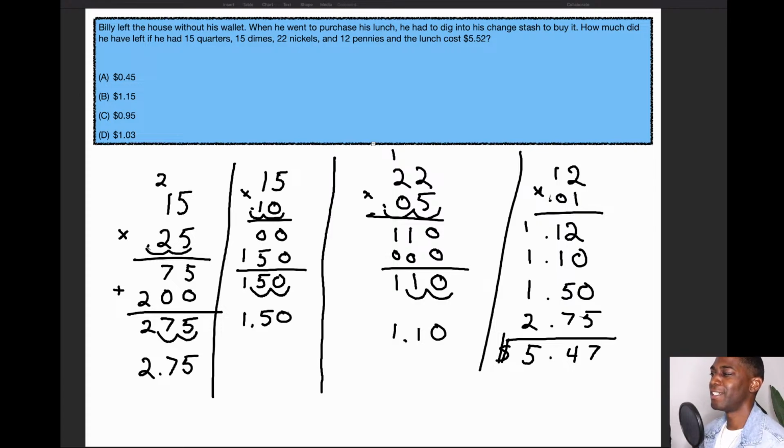Just kidding. That doesn't sound right. His lunch cost $5.52. So where did I go wrong? Let's see if we can find our mistake. My mistake, all right? So was it adding these?